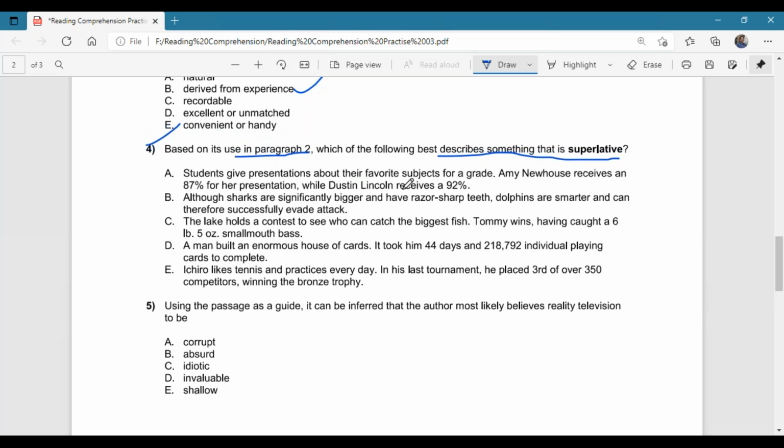Now in question number 4, which of the following best describes something that is superlative? You all know what the superlative degree is, right? Largest, strongest, biggest, tallest. Where can you find a word with a superlative degree in all these options? Here, biggest. That's the reason for option C, biggest. In all the others, here it is bigger, which is comparative degree, and in the other options there is nothing at all. So biggest is the superlative degree, so you go with C. That's all.